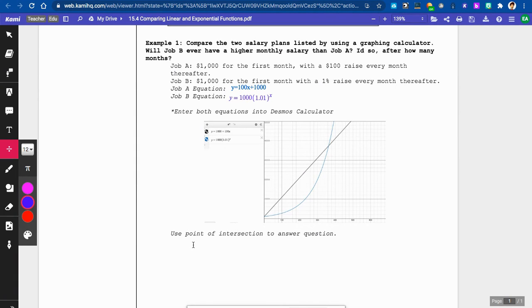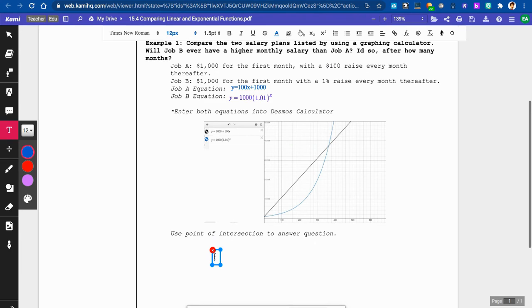So we'll use the other tool. At approximately, you're driving me crazy.